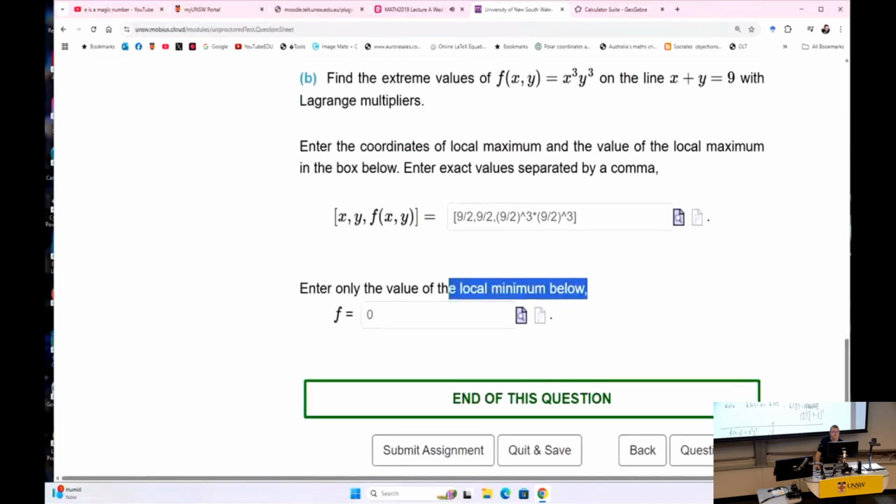All right. So I think what they really wanted students to do there is find the value at the critical point that is the lowest. That's what I think they're actually asking you.